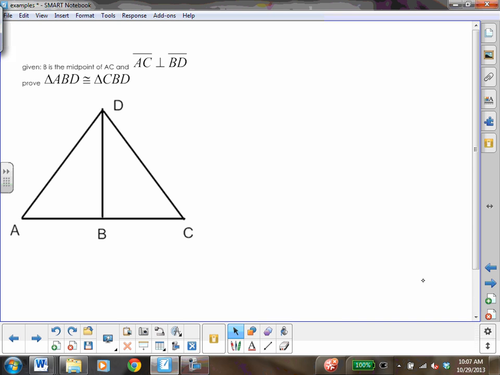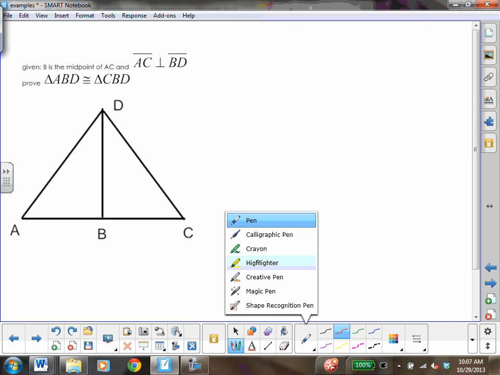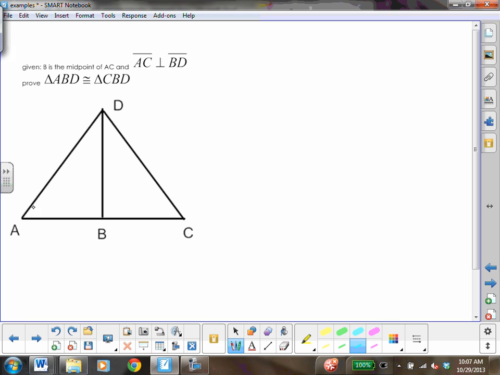Given that B is the midpoint of AC and AC is perpendicular to BD, prove that triangle ABD is congruent to triangle CBD. So first, let's look at what I want to prove. Triangle ABD, so this triangle here, needs to be congruent to CBD, this triangle here.